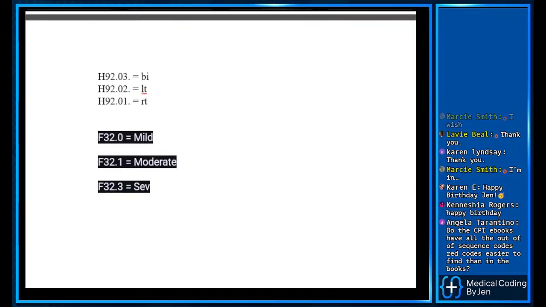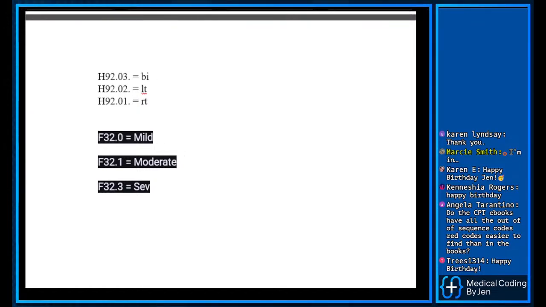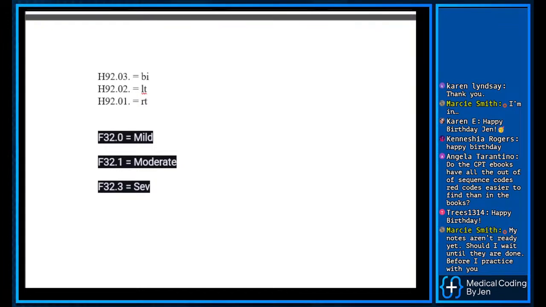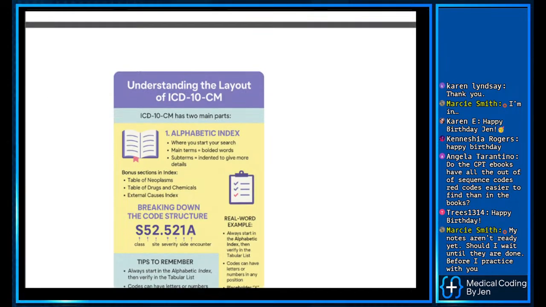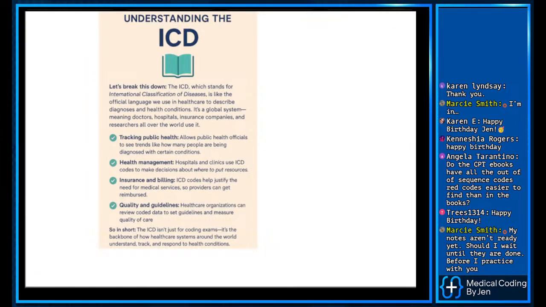Do the CPT ebooks have all the out-of-sequence codes easier to find than in the books? Yeah, I believe so, because if you're in the ebooks, the out-of-sequence codes don't bother you because you use the search feature to find CPT codes instead of flipping through a book to look for them. You just type in the code number and it brings up every time that code was mentioned in your book. So I think so.